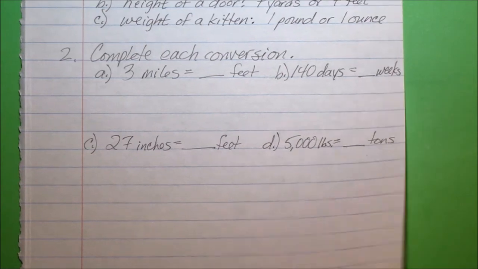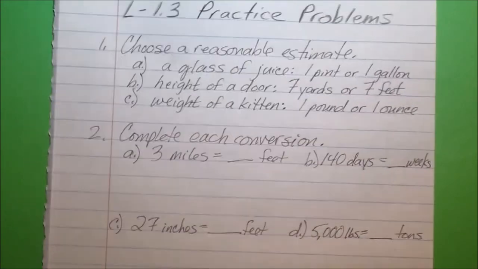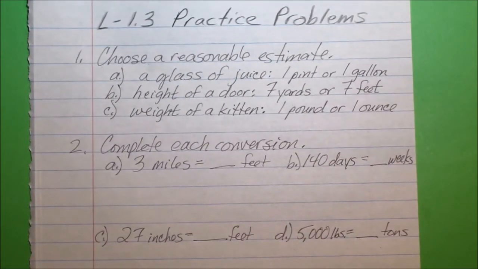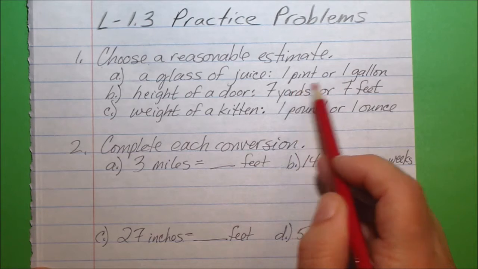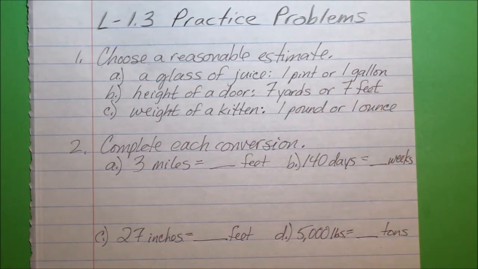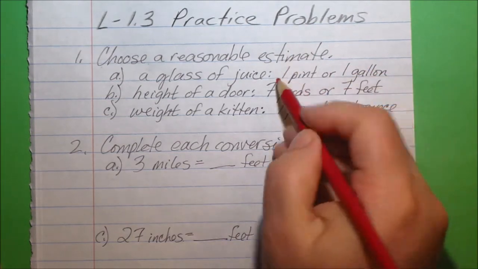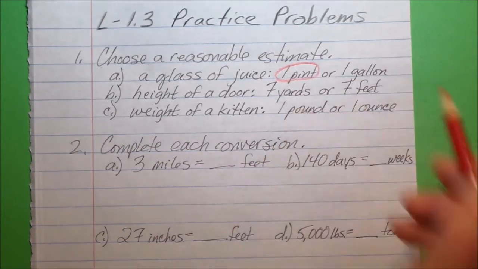Okay, so let's see how these work. All right, choose a reasonable estimate. A glass of juice, 1 pint or 1 gallon. Well, a gallon, picture a gallon of milk, okay? A gallon jug of milk. Would that be a glass of juice? Maybe for some of you, but that would certainly not be a glass of juice for me. So more reasonable would be 1 pint.